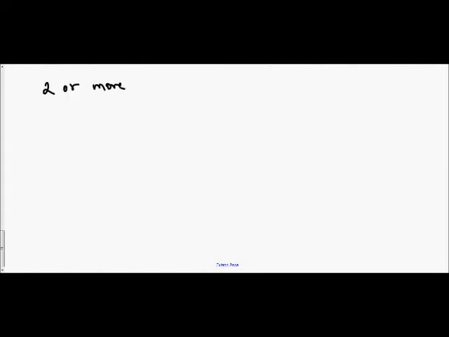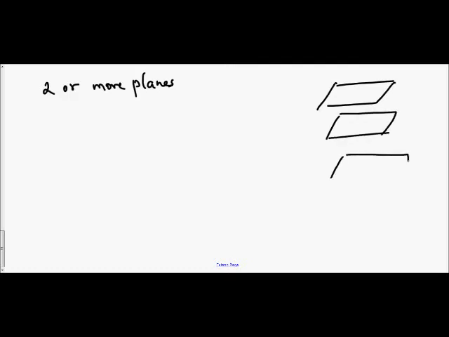How do they meet? When two planes meet, they meet on a line or they don't meet at all. You can have two planes parallel to each other, or you can have two planes meeting on a line. Okay, so you can see that this is how they meet, and this is the line of intersection. Now what is the intersection between two or more planes?